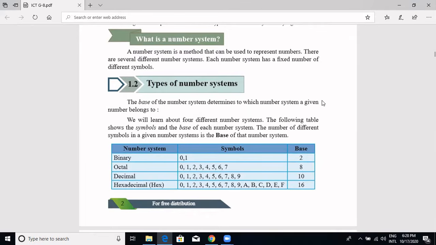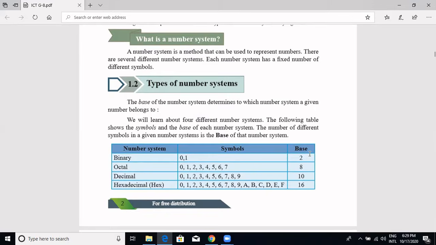Here they have introduced four number systems. Binary has only 0 and 1, and the base is 2, so there are 2 symbols. When it comes to octal, octal means 8, so the base is 8, which means there are 8 symbols: 0, 1, 2, 3, 4, 5, 6, 7. Remember, you don't write the number 8 in octal.